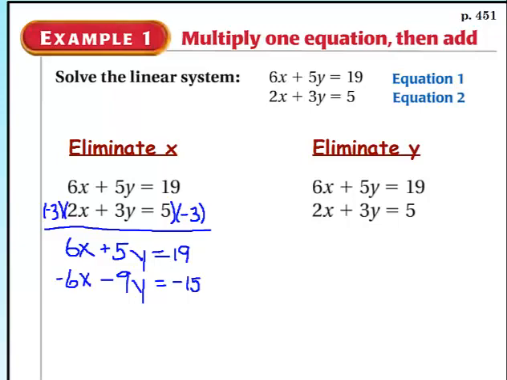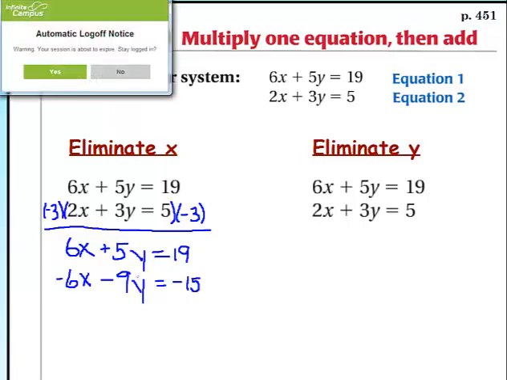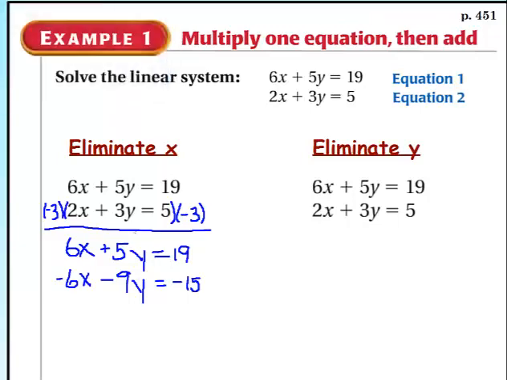What I've just done is created a new system. The first equation is the same, but the second equation is equivalent to the second equation that we started with, and we can now work on this system to solve it. So because the coefficients of x are opposite, I can add the two equations together. I like to put a big plus sign out here to remind me of that.